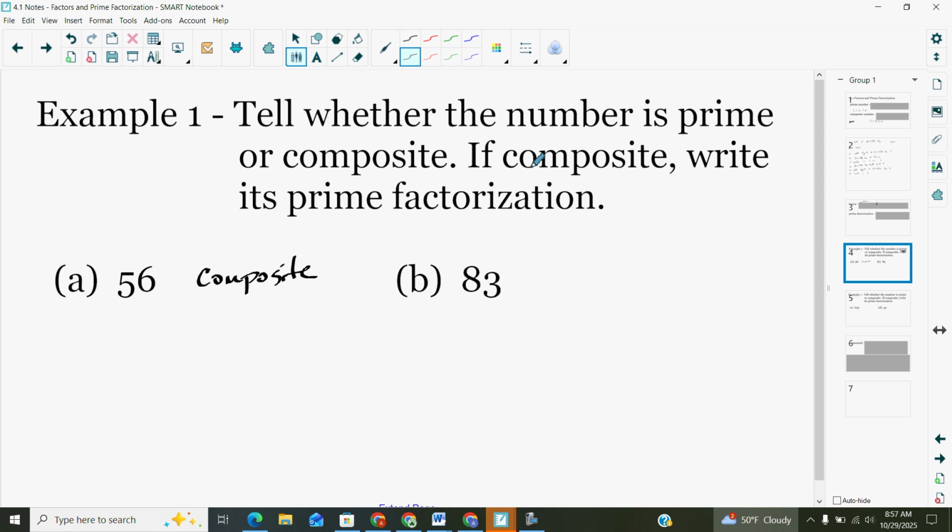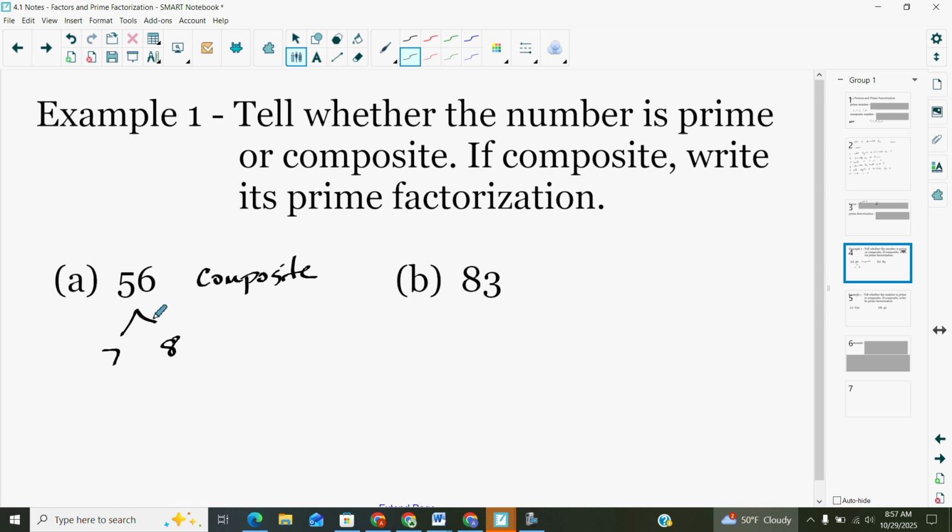If it's composite, we have more work to do. We need to write the prime factorization. So we do that by breaking it down. We want to think about something that multiplies to 56. We said 2, and you could divide by 2 to figure out what the other factor is. That would work fine. You might want to try to think of some other factors that multiply to 56. I'm going to go 7 times 8.